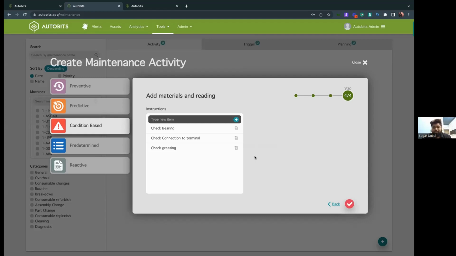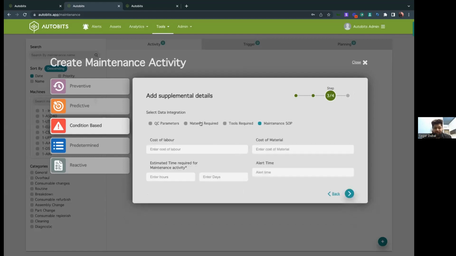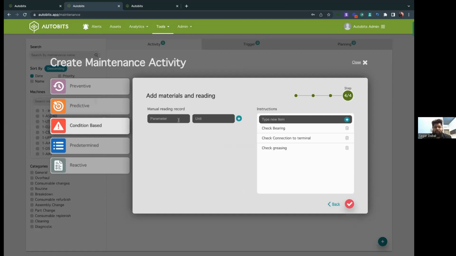So let's say we can also have QC parameters. Now you put in QC that I want to read my current, and I want to read my speed. So now I put these two parameters. When my PF goes up or I've set this alert, then the activity will be created and your supervisor or your operator or your foreman will be asked to check these things and put in the data before checking and after checking.